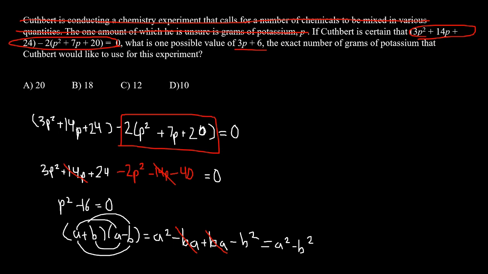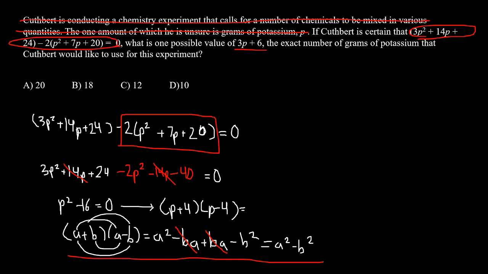Now if you'll notice, 16 is actually a perfect square, and p squared is also a perfect square because it's raised to the second power. So if you recognize this form, that just means that we can convert this into a different form. We can convert this into p plus 4 times p minus 4 equals 0. And I'm going to move to the other side now, so we can have more space. So p plus 4 multiplied by p minus 4 equals 0.